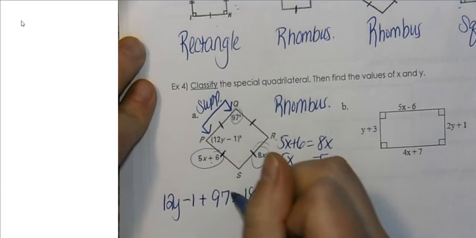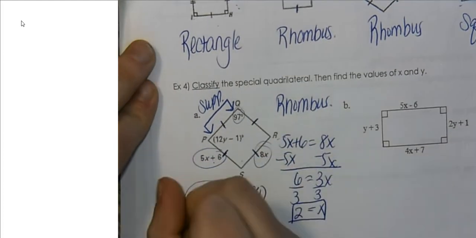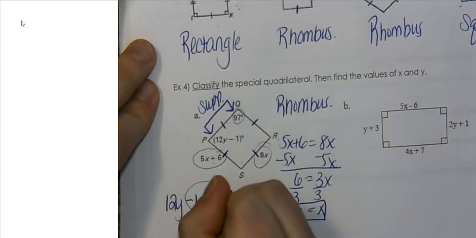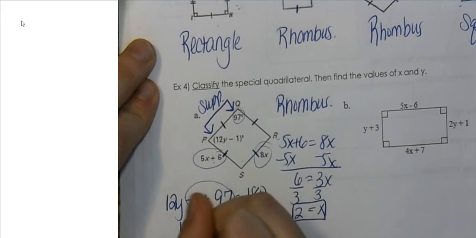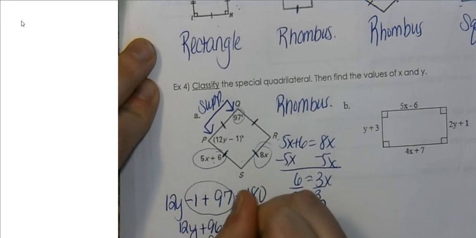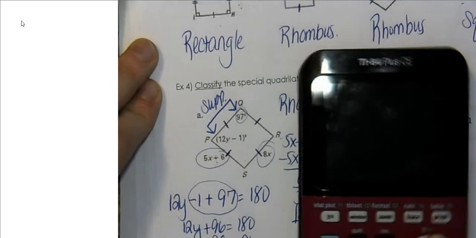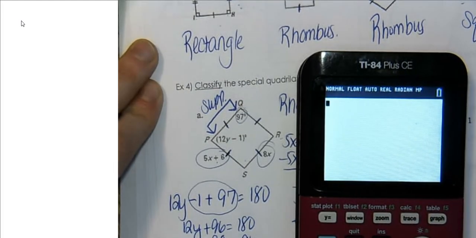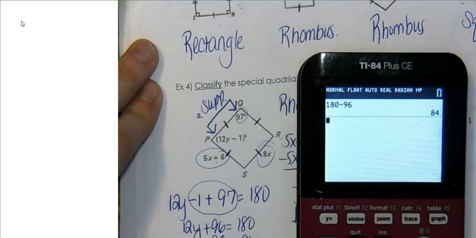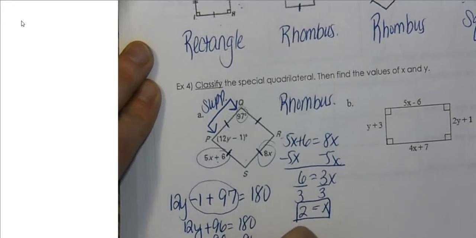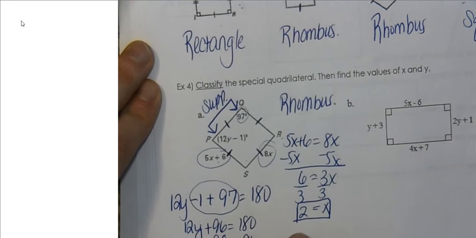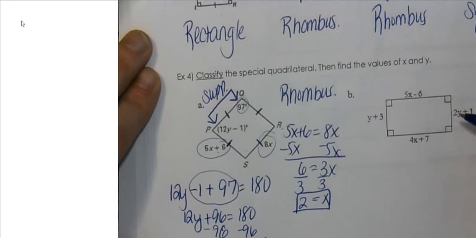So I'm going to combine my like terms, and I end up with 12y plus 96 is equal to 180. I'm going to subtract 96 on both sides, and I end up with 12y is equal to, I believe this is 84, but let me confirm. Yes, 84. I'm going to divide both sides by 12, and I find that y is equal to 7. So those are my 2 answers.